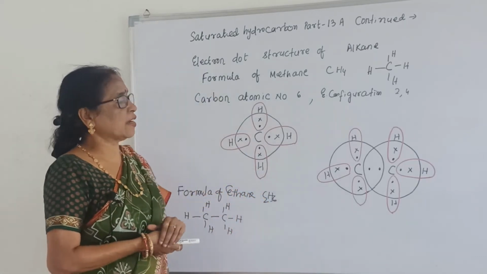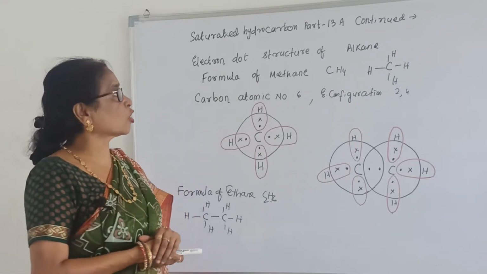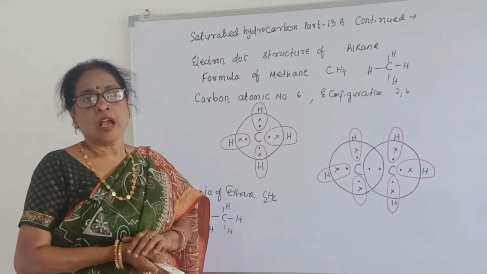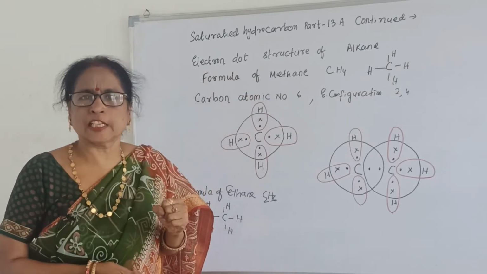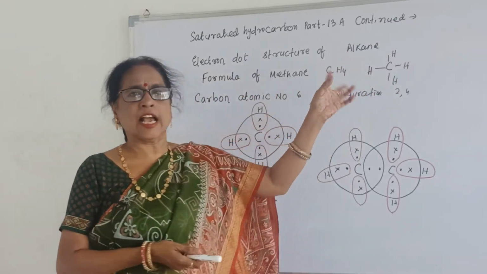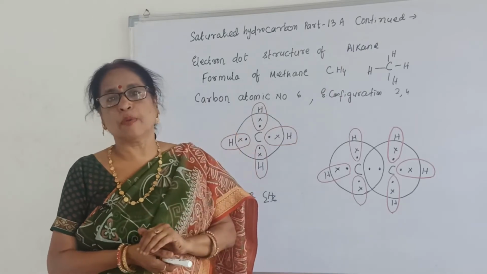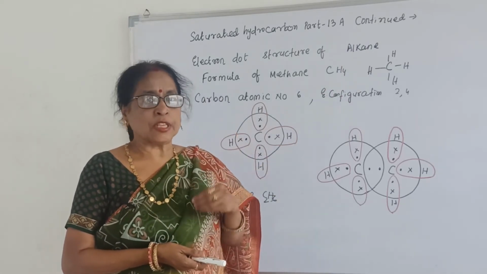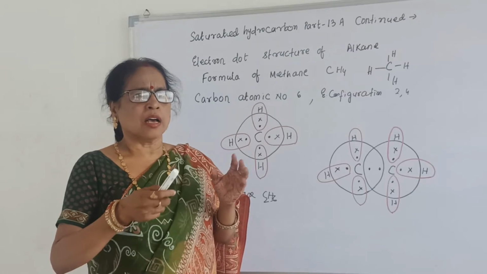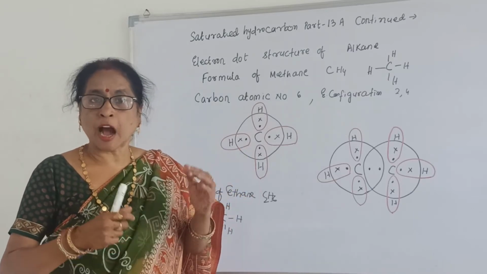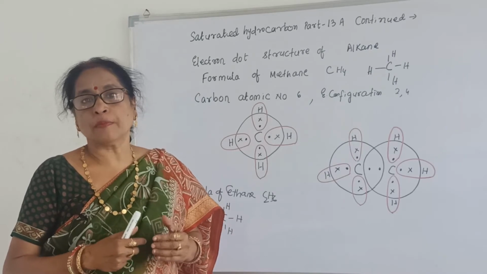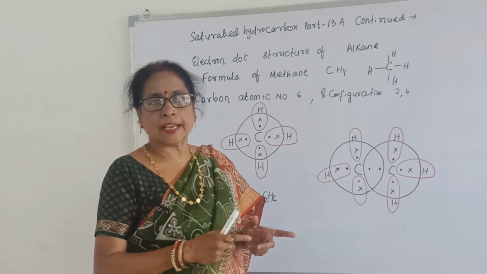Now how can I write the electron dot structure of alkane? Simple. You know the formula of methane is CH4, having 4 C-H single bonds. Then think for yourself, how can you write the dot structure of methane? Then how can you see the covalent bond formed in methane?